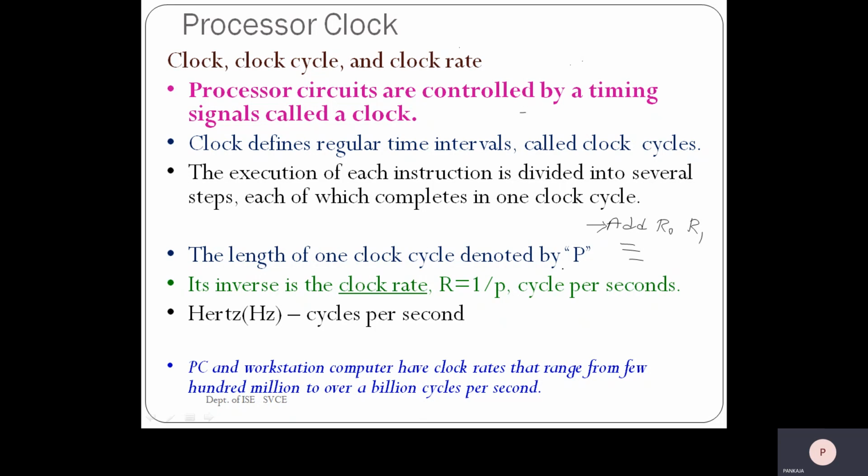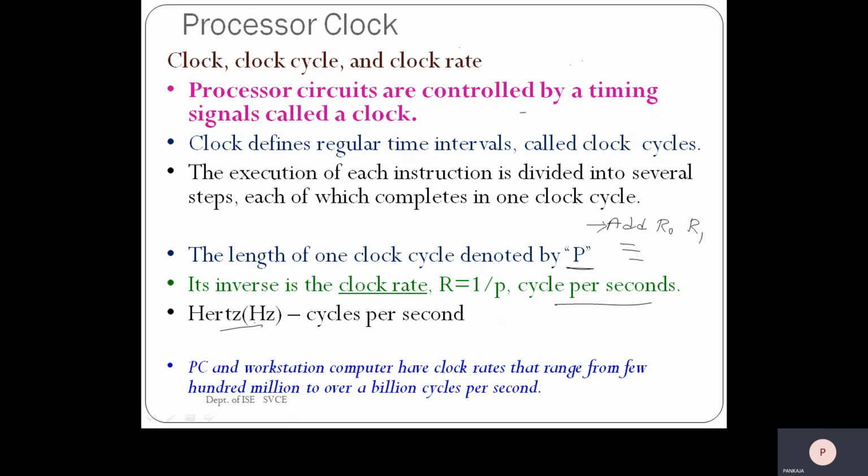Here the length of the clock cycle is denoted by P. Its inverse is called the clock rate, and it is represented as cycles per second, or in hertz. That means if there are more clock cycles per second, we can achieve more tasks in less time, and the performance is obviously going to improve.